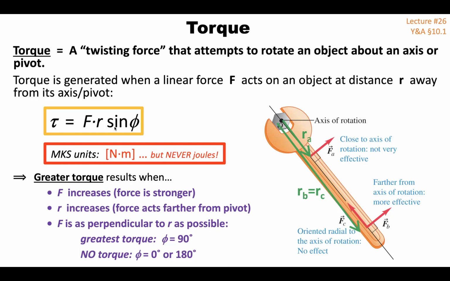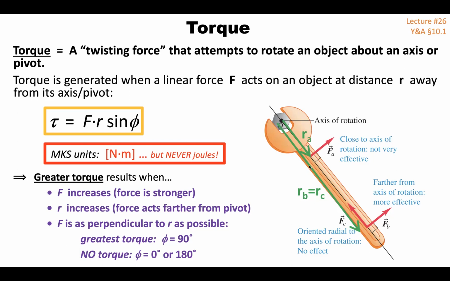And then finally, this angle phi is defined as the angle between the direction of the vector F and the direction of the vector r. So we can see here for force A points to the upper right, r A points to the lower right, and the angle between their two directions is 90 degrees. Sine of 90 degrees is 1, and that's the largest possible value that this sine can have. So what we see is that the greatest torque is obtained when the force that's applied is at 90 degrees, or perpendicular, to the vector r.